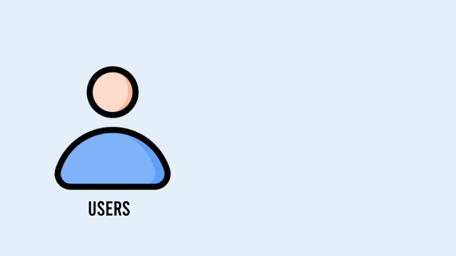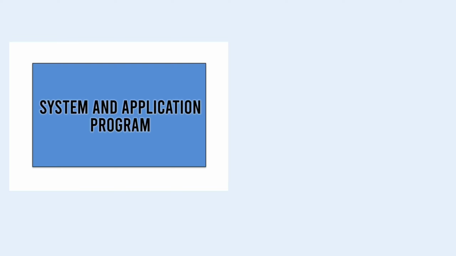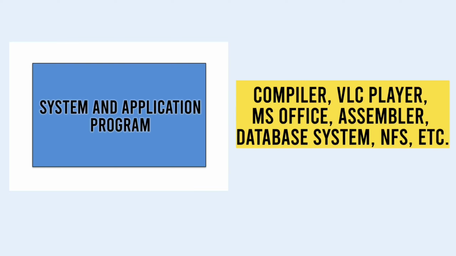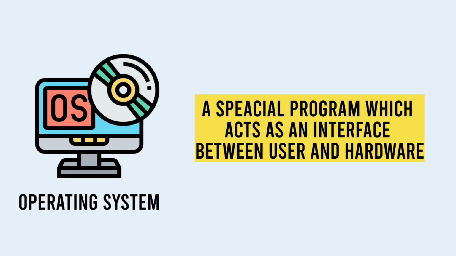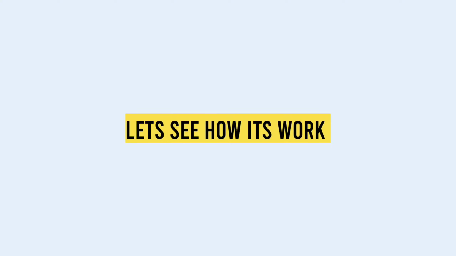Users means the people who are using the computer. System and application programs means compiler, VLC player, MS Office, assembler, database system, NFS, etc. Operating system is a special program which acts as an interface between user and hardware. Hardware means CPU, disk, memory, input-output devices, etc. Let's see how it works.